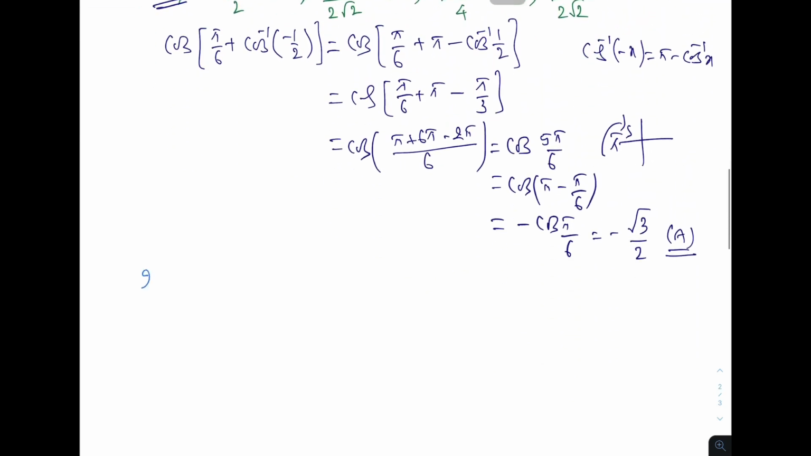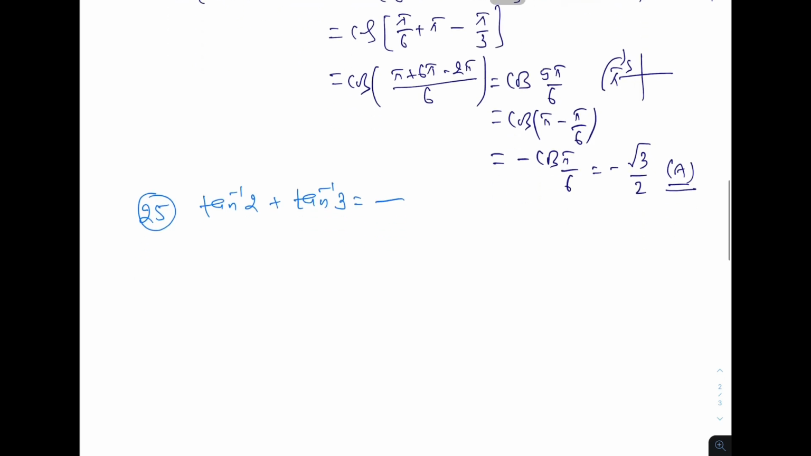Let us take one. Tan inverse 2 plus tan inverse 3 is blank. Options are minus pi by 4, pi by 2, 3 pi by 4, 3 pi by 2.